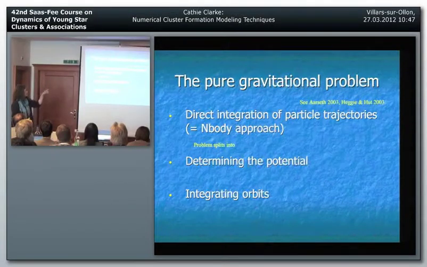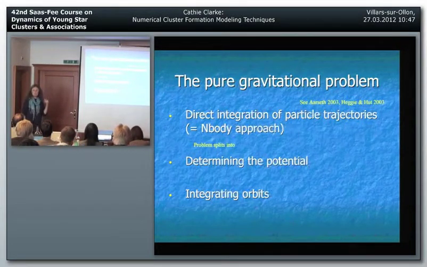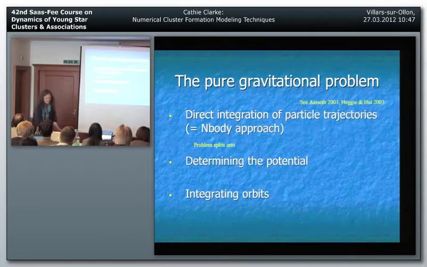So nice reviews are contained in books by Sverre Aarseth and a lovely book by Heggie and Hut. Now, there are two things you've got to do when you're solving an N-body problem. First of all, you've got to determine the potential, essentially the force experienced by each particle, and then you've got to integrate the orbits. Conceptually, that's simple.